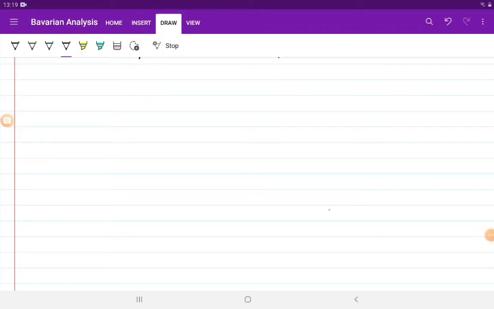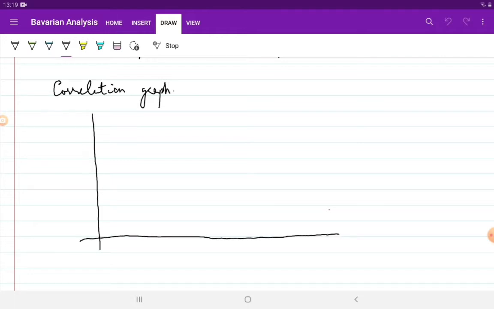A second method of understanding the degree of correlation is again a graphical method. It is called a correlation graph. What you do in this, you have data with respect to two variables x and y. You draw the correlation graph. This is especially useful when you have time series data.